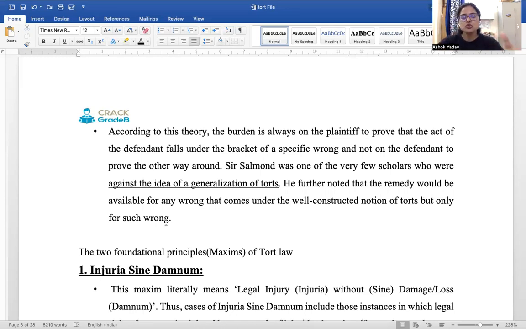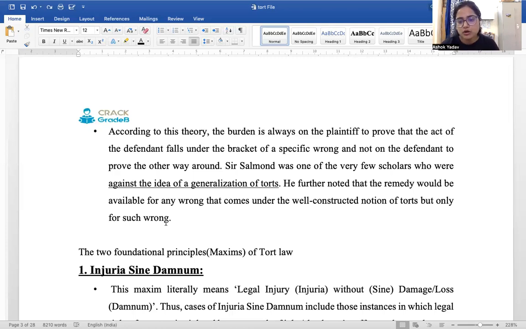So first of all, you should know that this theory, that is law of torts, was given by Salmond. It is many times asked, who gave the theory of law of torts? The law of tort was given by Winfield, and law of torts was given by Salmond. You can also learn it this way: tort and torts. Extra S is added in torts. S for Salmond, torts. S extra. So law of torts is the pigeonhole theory.